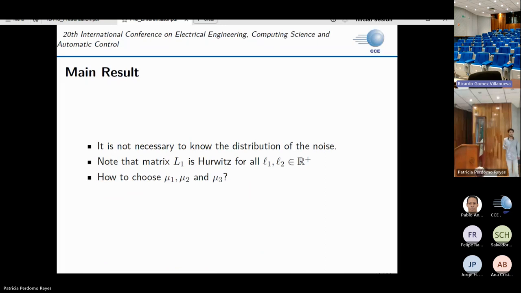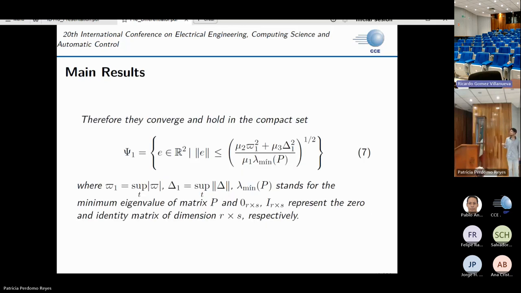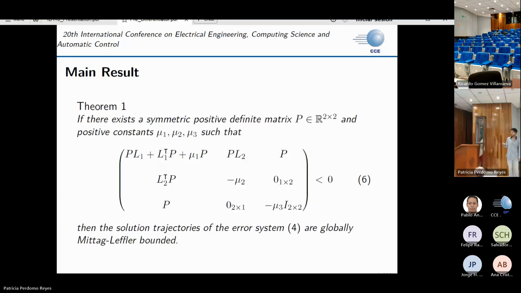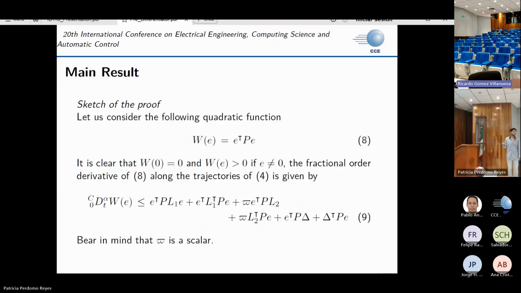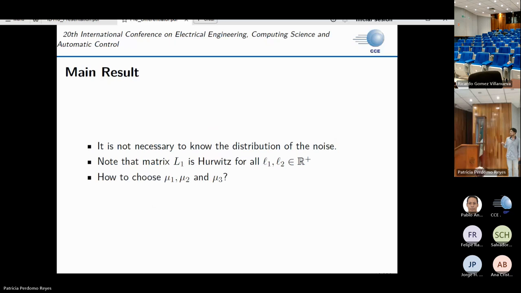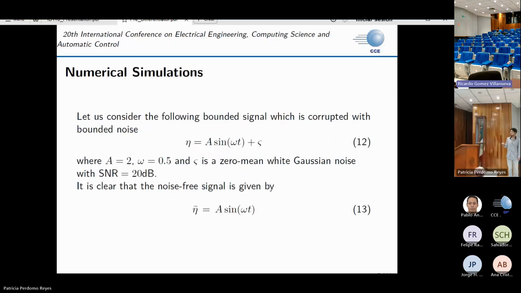And the natural question is how to choose mu1, mu2, and mu3. We can see this compact set. Mu2 and mu3 apply directly to the size of the compact set, and mu1 is inversely proportional. So we can increase mu1 as far as the LMI is feasible. So we take these constants mu1, mu2, and mu3 as freedom constants which can be assigned before we take this structure.